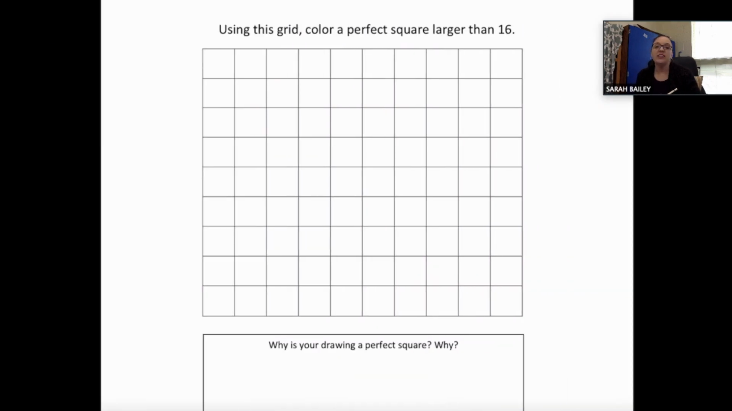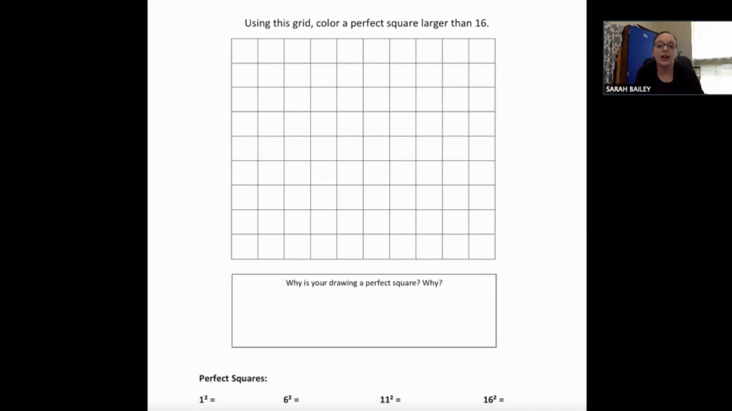All right, so then it says, using this grid, color a perfect square larger than 16. And then tell me why you're drawing a perfect square. So I want you right now to pause the video and do those 2 things that I put the little asterisk at. Make a perfect square larger than 16 and tell me why it's a perfect square. So pause the video now.